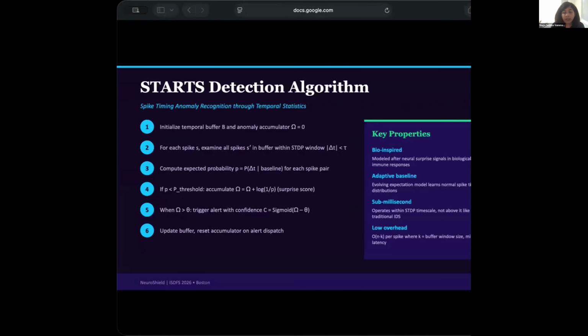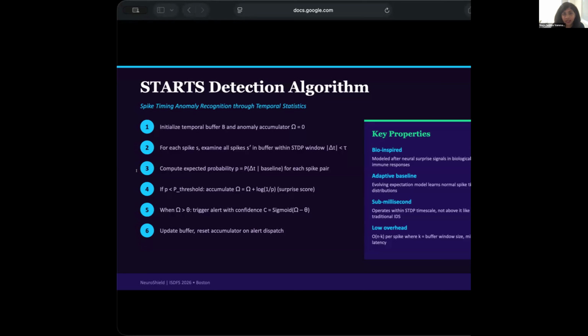Coming to the next slide, let me walk through the STARTS algorithm steps. STARTS stands for spike timing anomaly recognition through temporal statistics. In step one, we analyze the temporal buffer B that maintains a sliding window of recent spikes, and an anomaly accumulator omega set to 0. For each incoming spike, we examine all spikes where the absolute timing difference delta is less than the STDP window parameter.